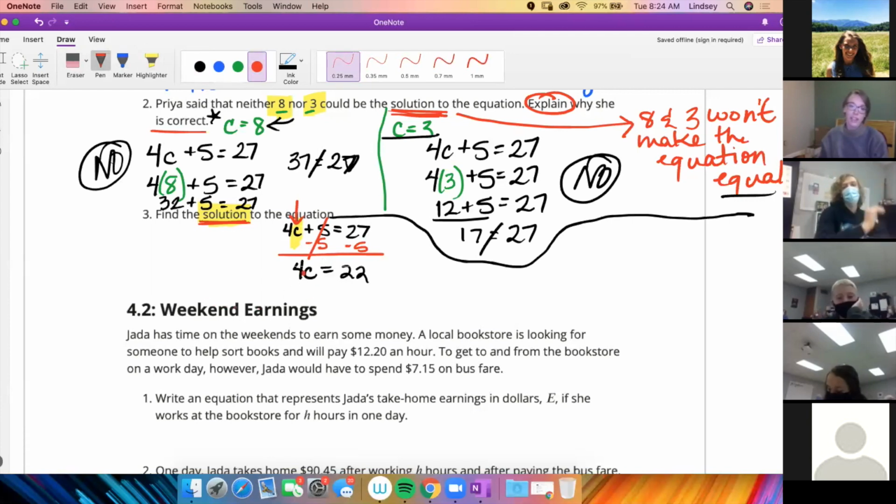How am I going to get that C by itself? Divide. I'm going to divide it by 4. Sorry, my mouse is freezing up. All right, if I do it to one side, I've got to do it to the other. My 4's cancel. And I'm left with C equals 5.5.